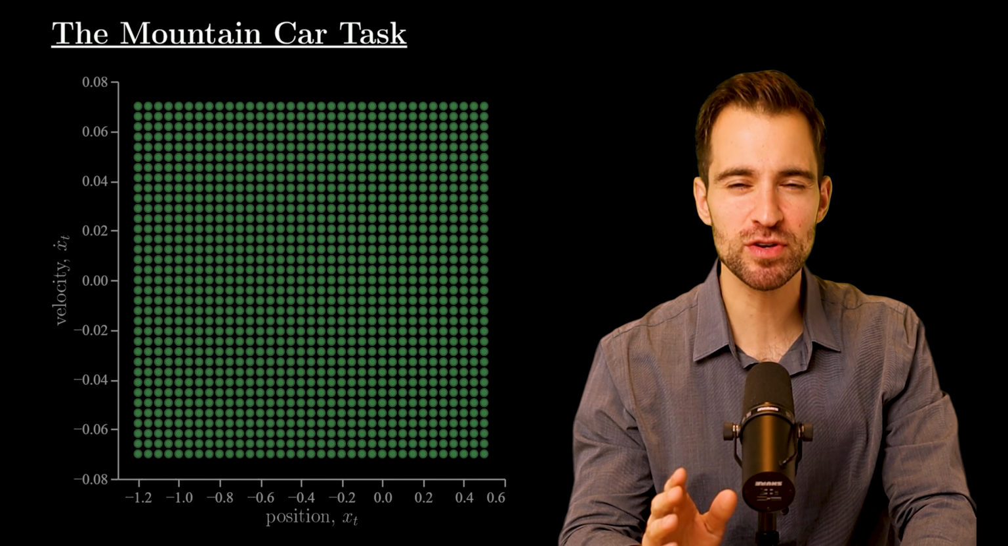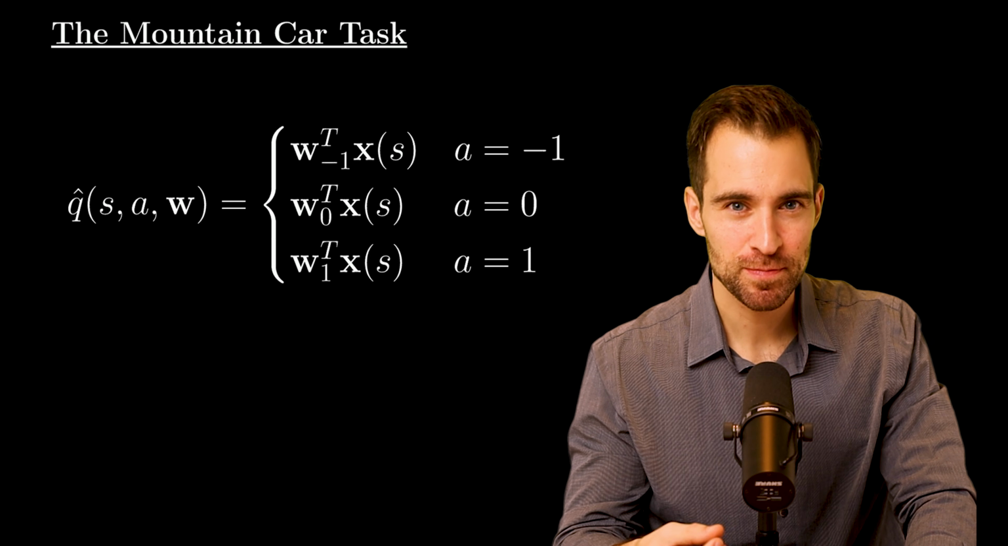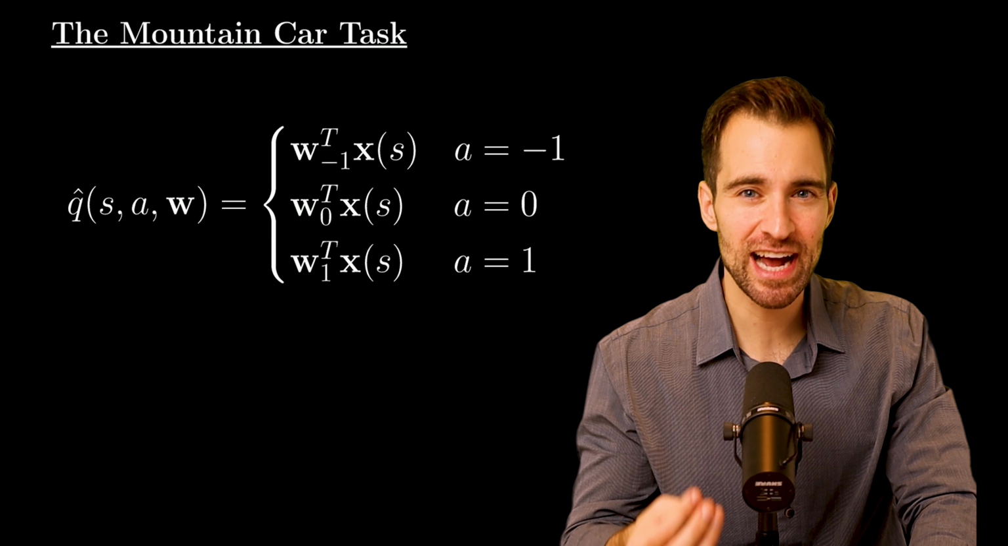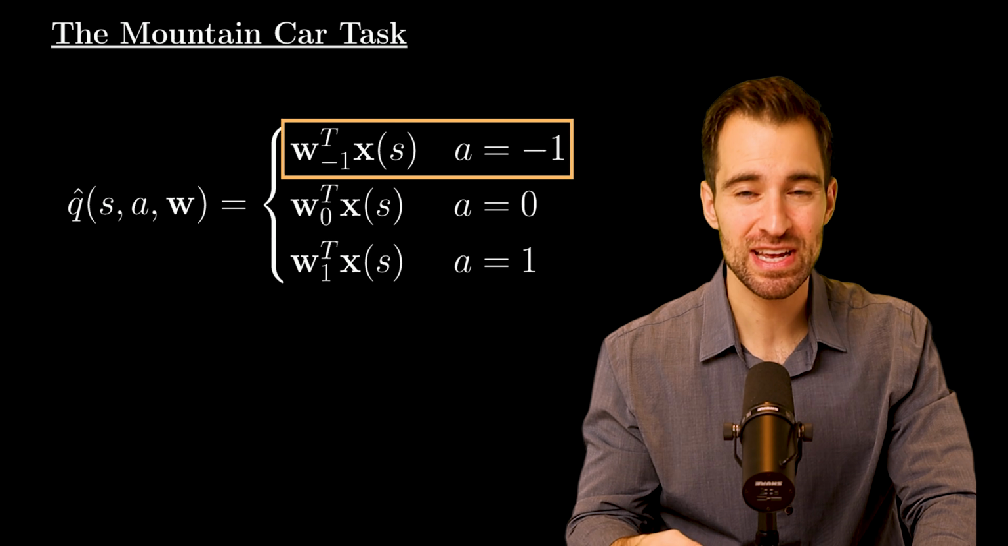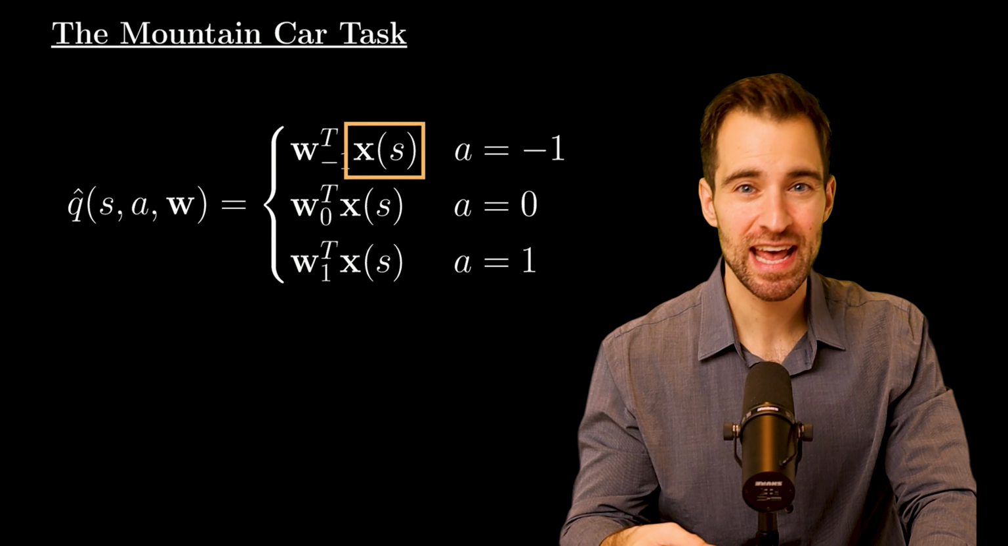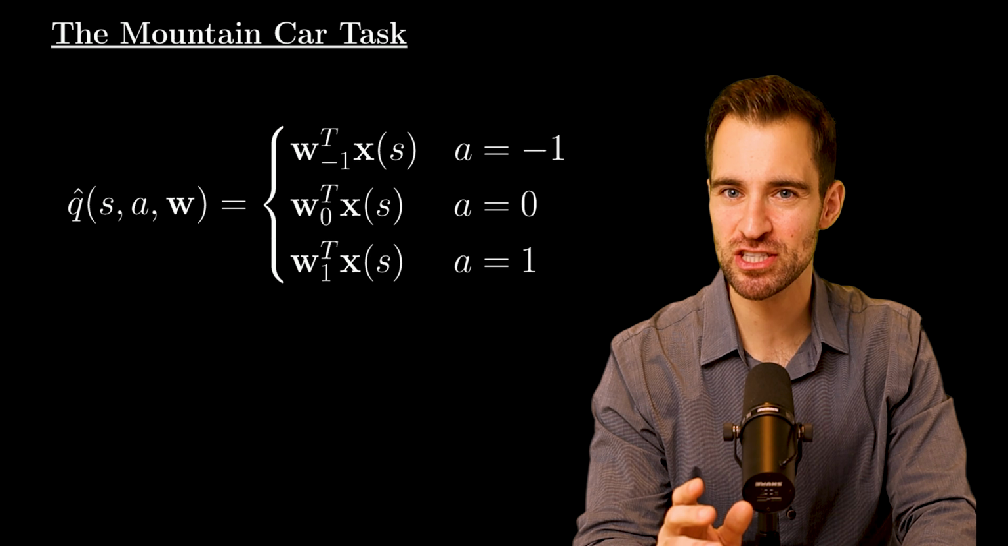Okay, so how do we actually form our action value function? Well, it's written like this. What's happening is, we have a dot product for each action. For example, the action value of throttling backwards is the dot product of our features and a parameter vector specific to this action. And don't let this case-wise definition fool you.